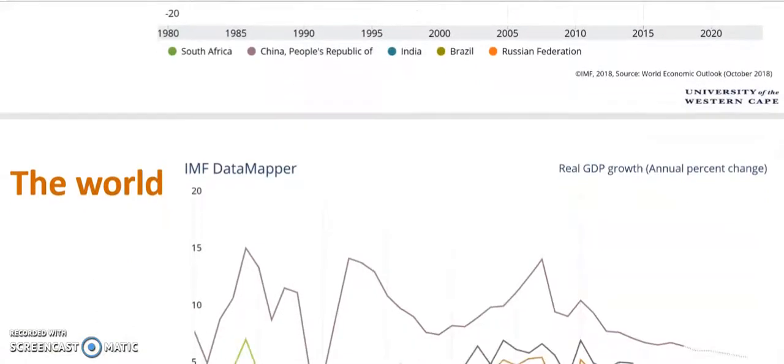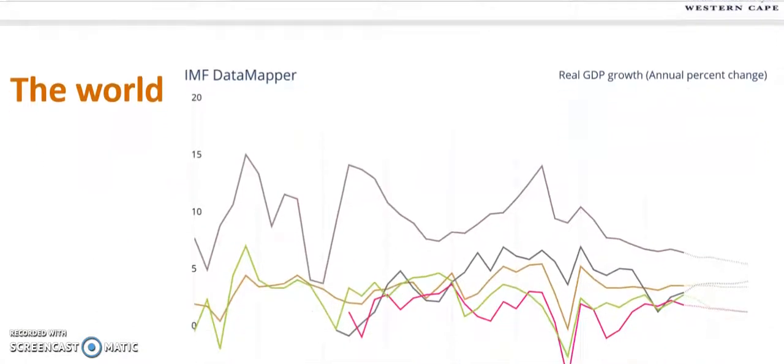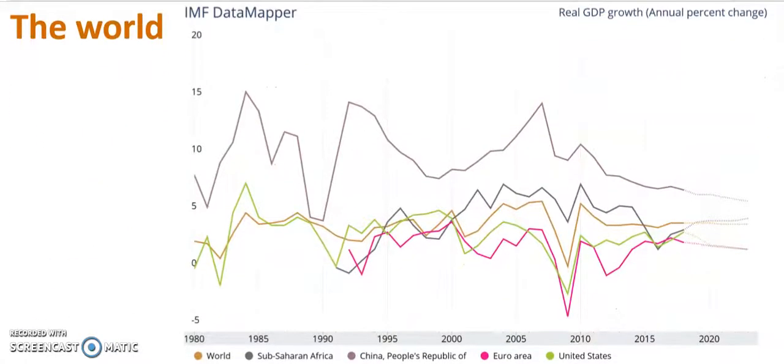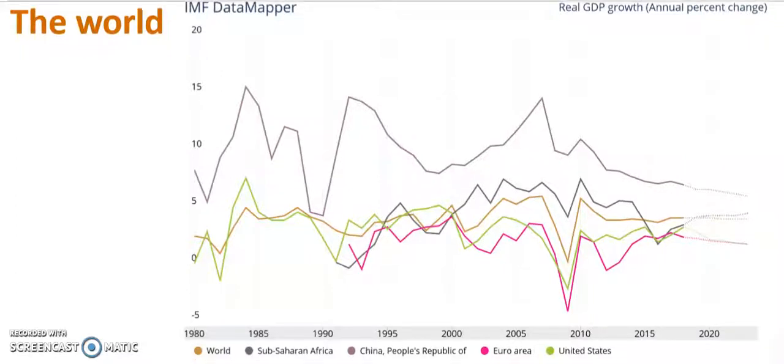This graph shows the real GDP growth for the world. Even in this case, China's real GDP growth is still in the lead, and it is even greater than the United States' real GDP growth.